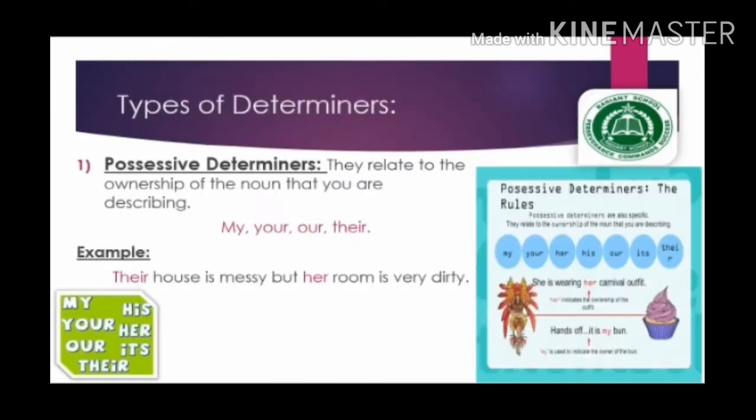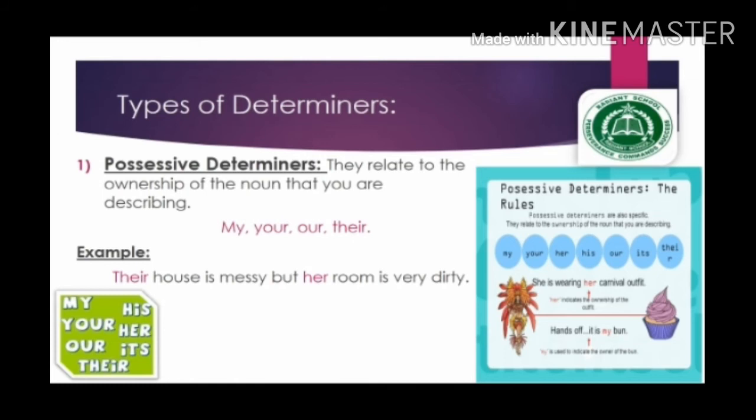Now come to the types of determiners. The first type is possessive determiners. They relate to the ownership of the noun that you are describing. The possessive determiners are my, your, our, their. For example, their house is messy, but her room is very dirty. In this sentence, their and her are determiners and they indicate the ownership of a house or a room.